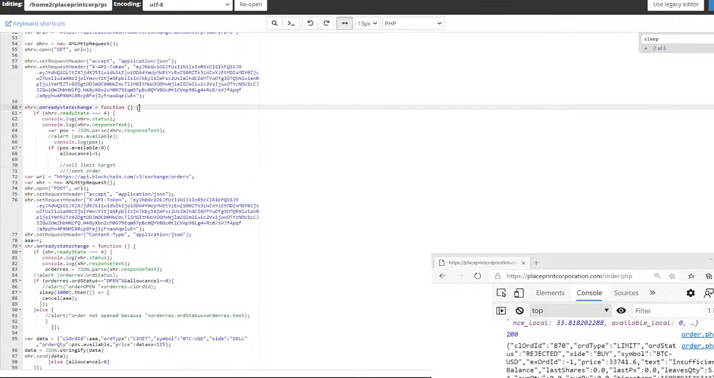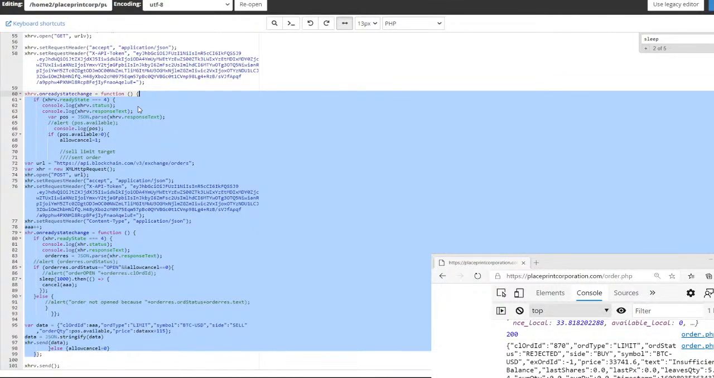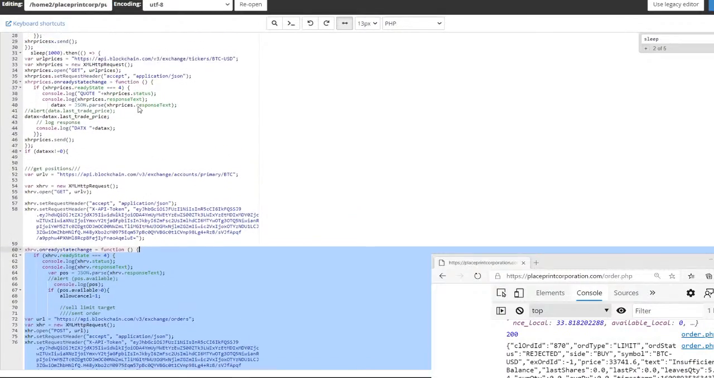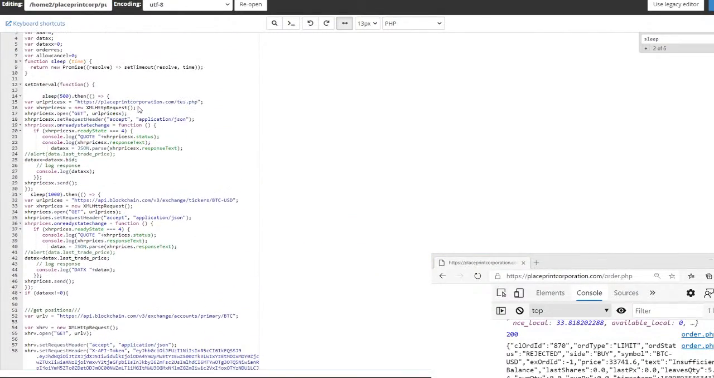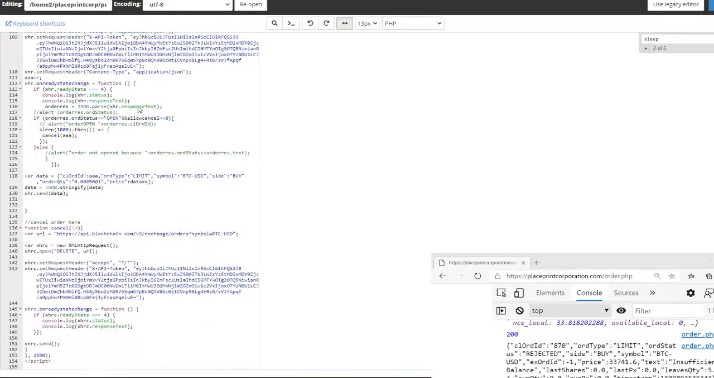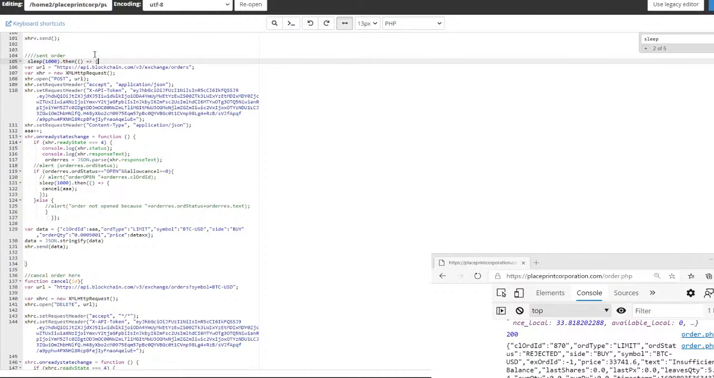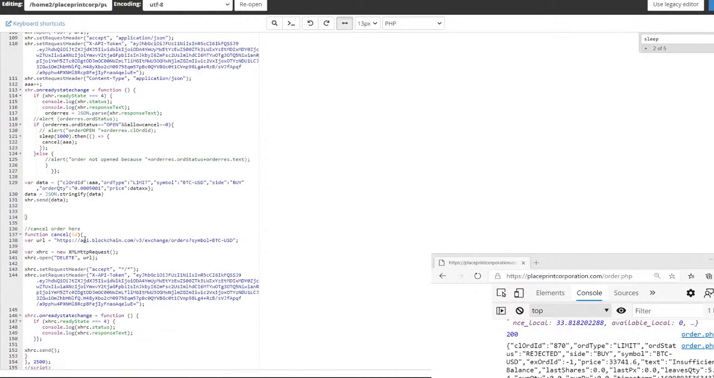Wait, is that for the sell order? That is for the sell. We need to do it for the buy. We don't want to put a sleep on the sell, because that's our profit taker. So we do not want to do that. Okay, so let's go ahead and do this and do that.